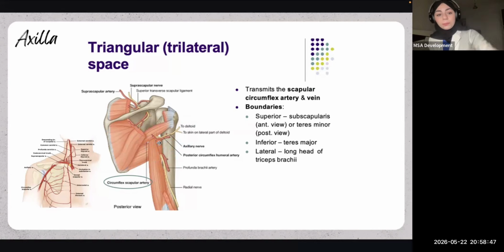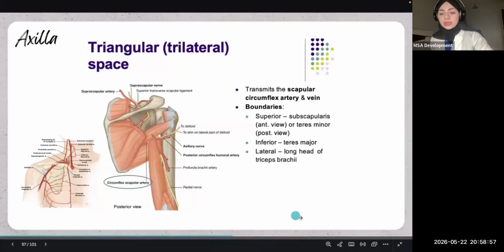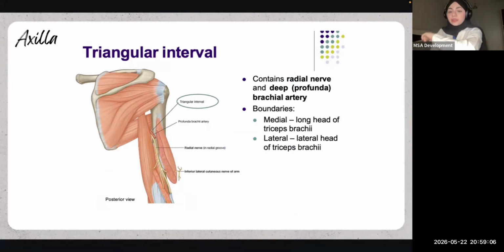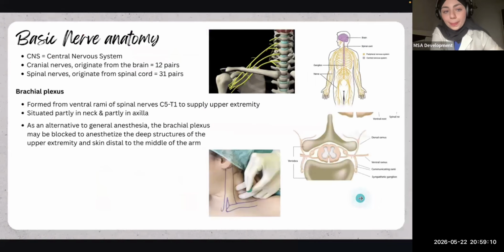And it's going to go and hike up posteriorly at the dorsal surface of the scapula to anastomose with the thyrocervical trunk of the upper parts of the axillary artery. Here, the triangular interval will pass by structures that will communicate to the posterior arm: the radial nerve and the deep profunda brachii artery. We're going to look at this in a bit.